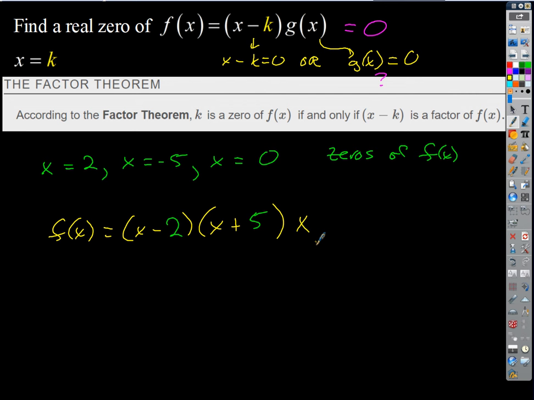Are there other functions that have them? Sure. I could multiply by x plus 11, and now I've added another 0, but it still has those other 3 zeros, right? I could multiply the whole thing by a constant out front if I wanted to, and it's going to maybe stretch it or compress it and flip it, but it's still going to have those same 3 zeros, isn't it?